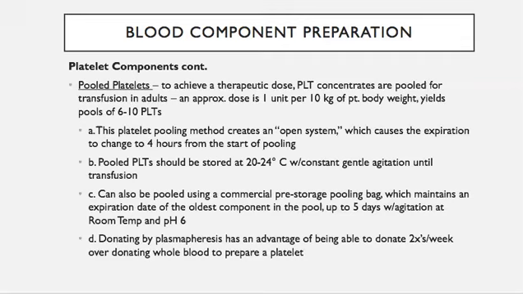Pooled platelets should be stored at room temperature with constant gentle agitation until they're transfused. They can also be pooled using a commercial pre-storage pooling bag that maintains an expiration date of the oldest component in the pool. That can be up to 5 days with agitation at room temperature, pH of 6. Donating by plasmapheresis has an advantage of being able to donate 2 times per week over donating whole blood that's prepared into a platelet product.